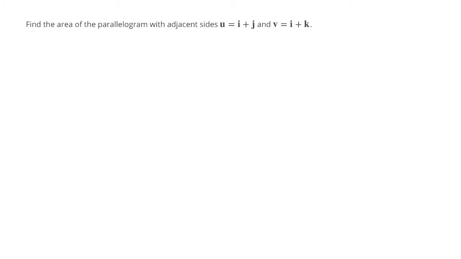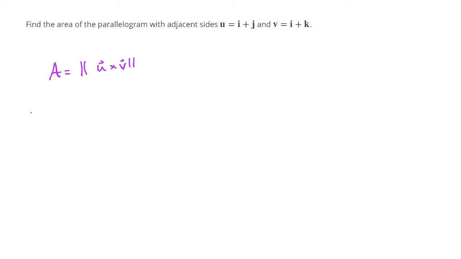So what we're asked to do in this problem is to find the area of the parallelogram with adjacent sides given by the vectors u and v. Well, that is pretty immediate in that the area of that parallelogram is really just going to be the length of the cross product of u and v.